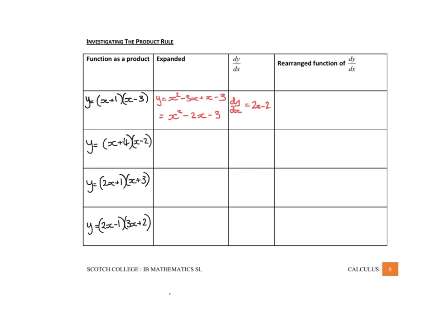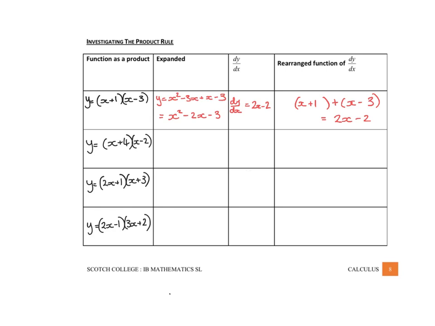And then in this final column, we're going to rearrange this dy dx, but we're going to rearrange it in terms of the two brackets that were multiplied together at the start. So that was x plus 1 and x minus 3. And if we just put an addition in the middle of those, we can see that x plus 1, x minus 3 gives us 2x minus 2 as required. So just by adding those two brackets that were multiplied together, we get that.